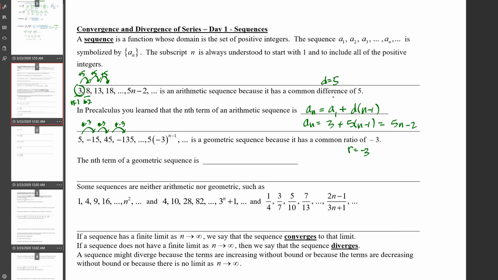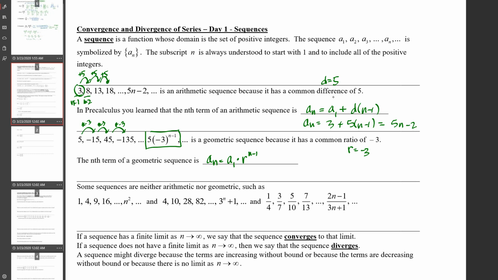And the way to get the a sub n formula, you learned this in pre-cal, you take the first term and you multiply it by the common ratio raised to the n minus 1. All right, so that is the formula for a sub n for a geometric sequence.